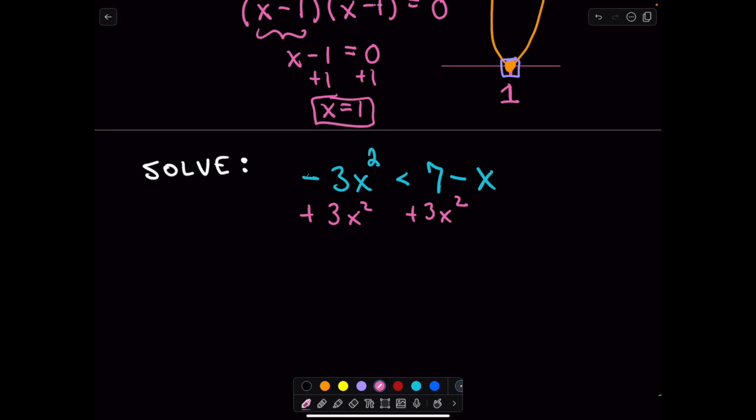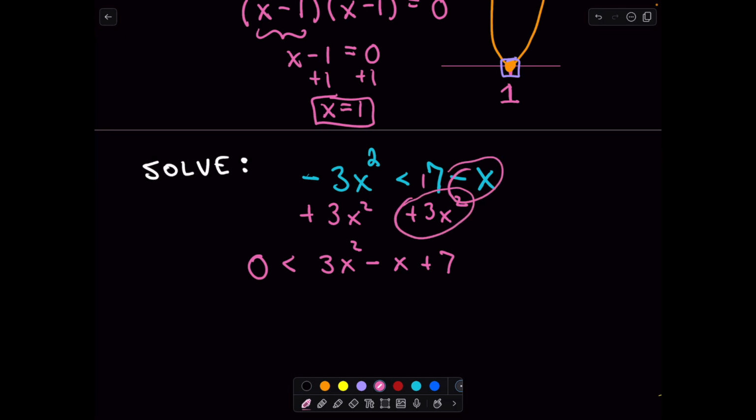Because I want the coefficient on my x squared, I typically like for it to be positive when I either try to factor or use the quadratic formula. So now on the left side, I would just be left with 0. I'll write the positive 3x squared first, the minus x next, and then my plus 7 last. So that I've got 3x squared minus x plus 7 on the right side after some reordering.